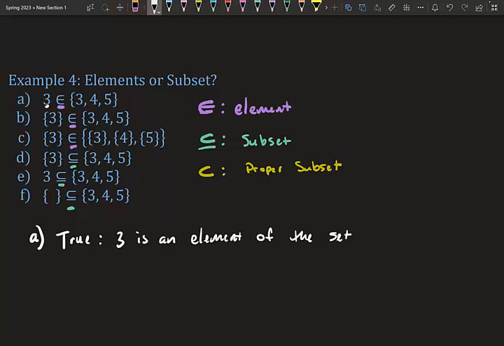So that's true because 3 is in there. That's an element of that. It's true. All right, now we have B. B and A look almost the same, except now this is set 3. A is just regular 3. So what we're saying is set 3 is an element of 3, 4, 5. That's false.